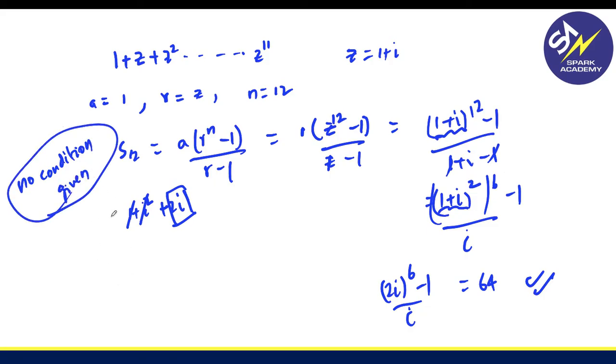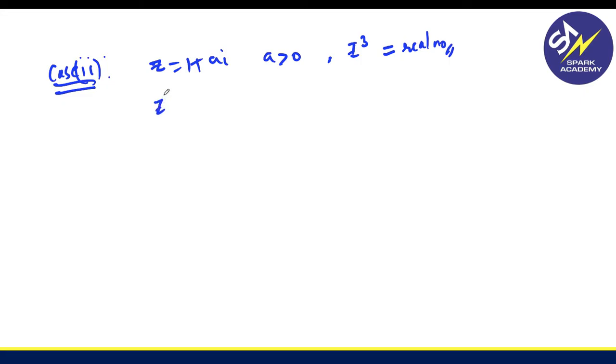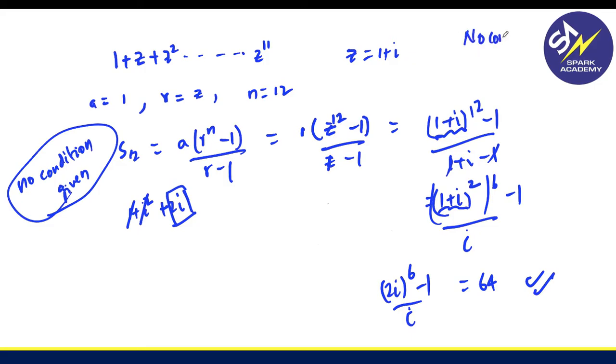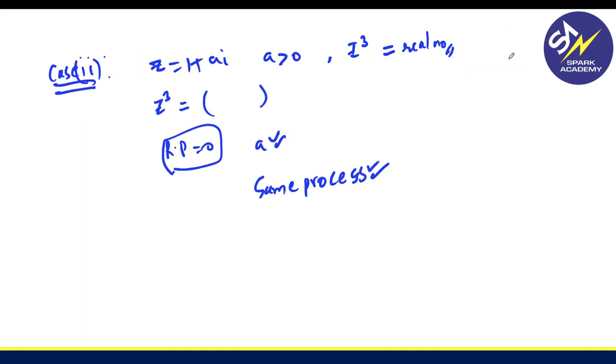What if they give you a condition? There's a second case to this, case 2. When they mention z equals 1 plus ai, a greater than 0, they say that z cube value is a real number. So what you have to do is z cube, solve, and the imaginary part should be equal to 0. With that you will get your a value. Then again the same process you have to follow. When no condition is given, you get the answer like this. When a condition is given, you have to do it in this way. Understood, I suppose.